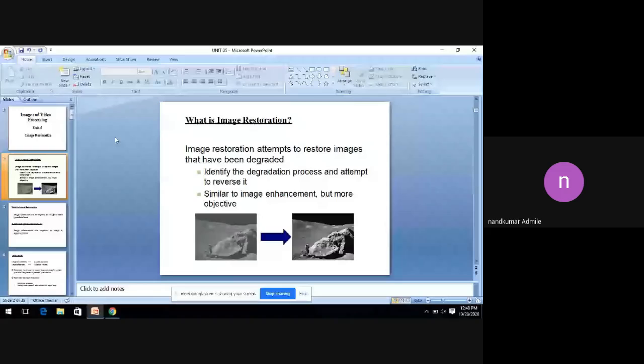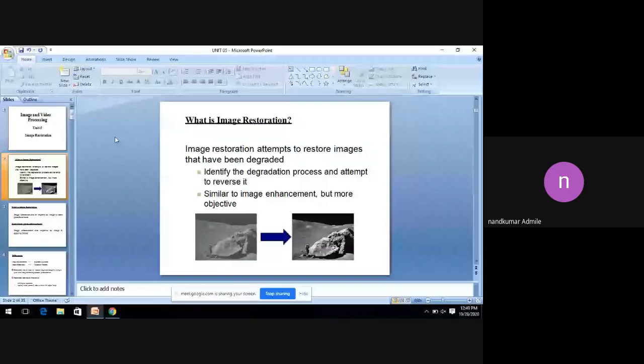Okay. So now we can directly start with our image restoration. So what is image restoration and why do we use image restoration in image processing? Basically, image restoration means it can restore an image which has been affected by noise. Here, with the help of one simple image, we can understand the concept of image restoration. So here we can take one example.